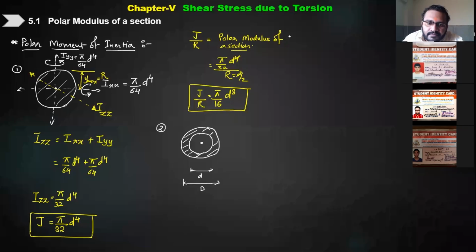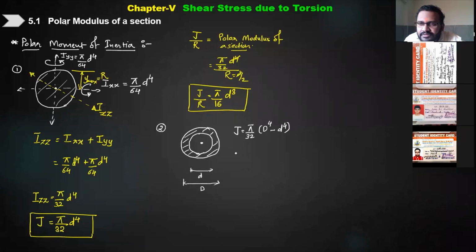Yes? Anyone can try? What Sir, will- तो outer diameter वाले circle का minus inner diameter वाले circle. Okay, so polar moment of inertia will be pi by 32. It will be capital D raised to 4 minus small d raised to 4, right? Small d. What will be the modulus? Polar modulus.